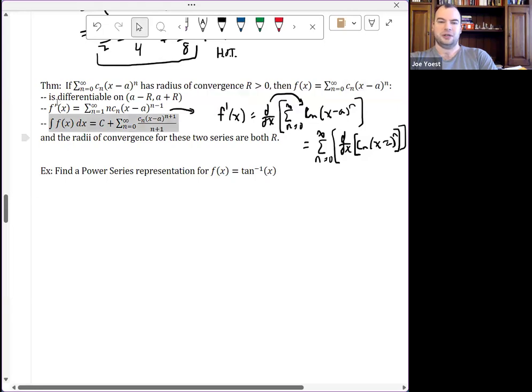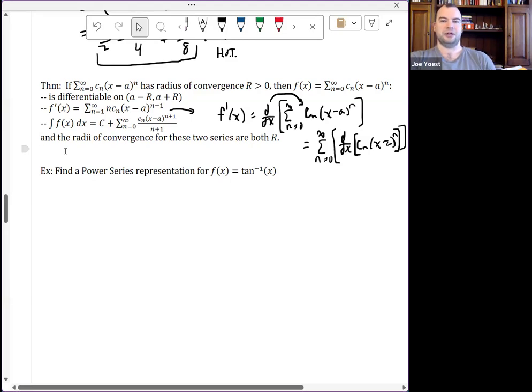We also, of course, if we're a differentiable function, then we're continuous and therefore integrable. We also can integrate the function. And we can actually integrate term by term as well. You see that this is just integrating term by term. And of course, we pick up a plus c when we do the integral.